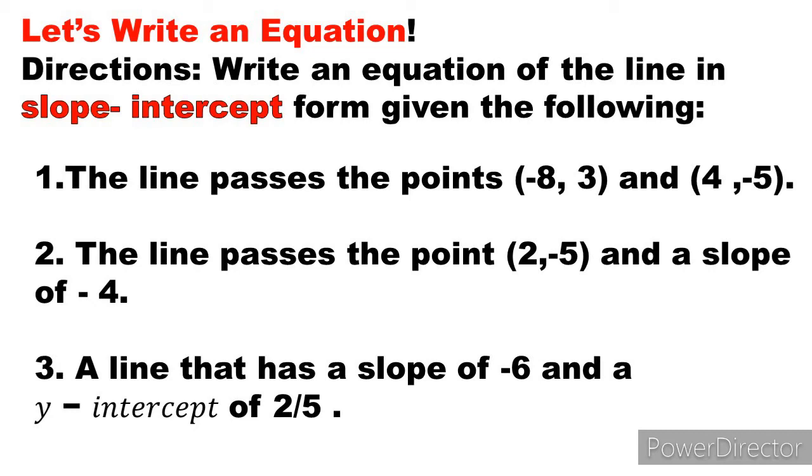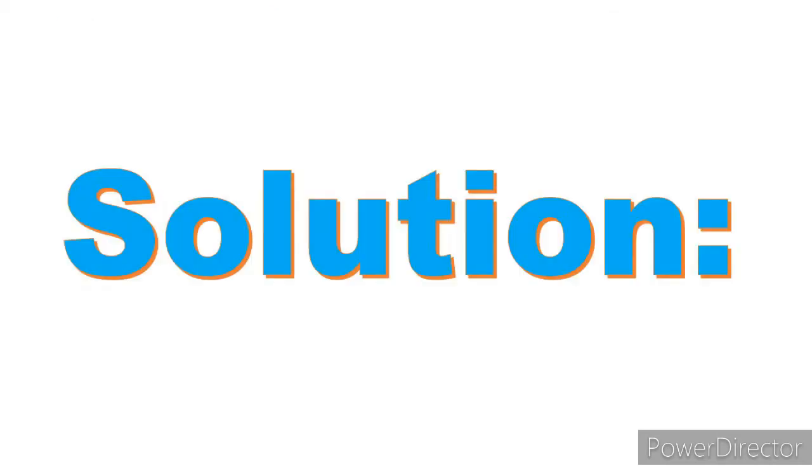Okay, so now let's write an equation. And this is the direction. Write an equation of the line in slope-intercept form given the following. Okay, now we have number 1. The line passes the points negative 8, positive 3, and positive 4, negative 5. Number 2. The line passes the point positive 2, negative 5, and the slope of negative 4. And number 3. A line that has a slope of negative 6 and y-intercept of 2 over 5. And then, ito na yung mga sagot natin.